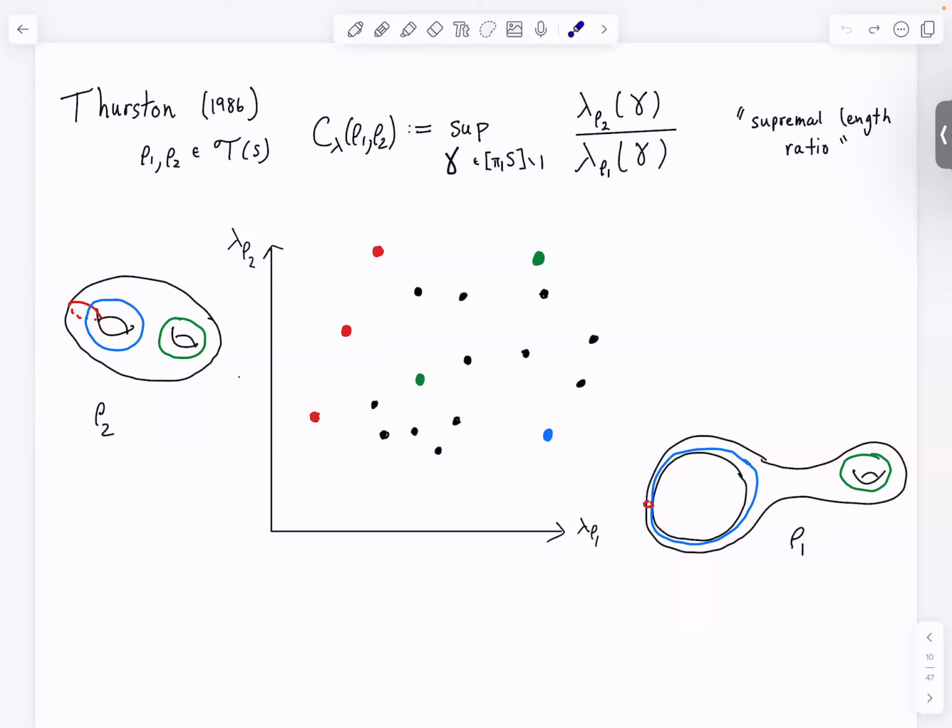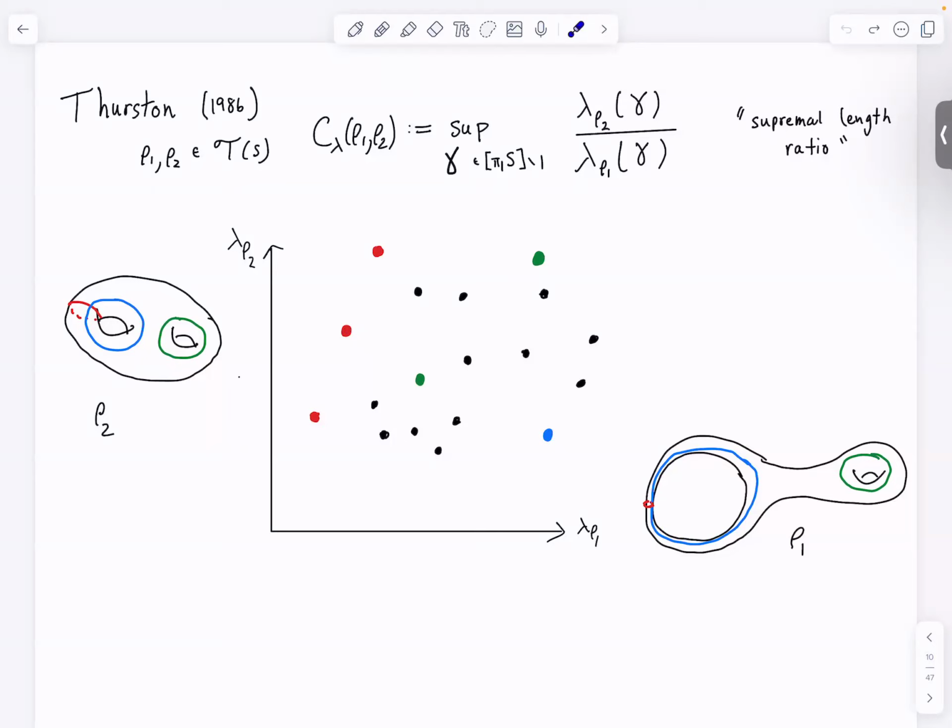Why did I draw more red points? Why are there extra red points here? Yeah, thank you. This curve I've drawn here is a simple free homotopy class. It's a simple curve on the surface, but there's another homotopy class which just does that curve wrapping around twice. And so for every point here, you're going to see periodic copies of it at the same slope again and again.